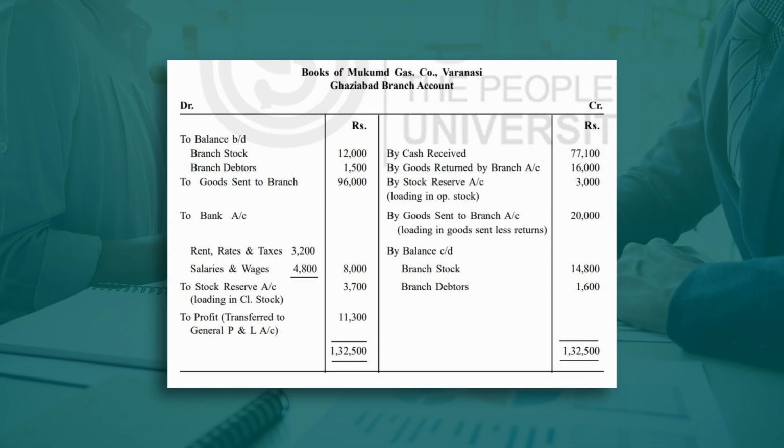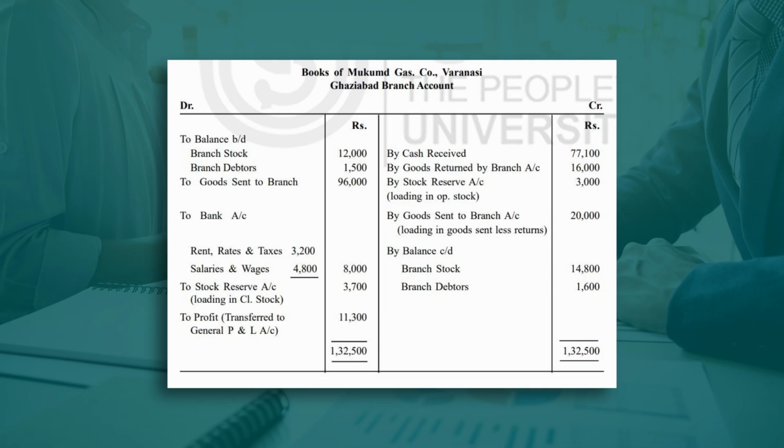So, here to bank account rent, rates and taxes 3,200, it is given. Rent, rates and taxes 3,200, it is given. Then salaries and wages 4,800, so total is 8,000. This 4,800 is also given, salary and wages. Then to stock reserve, it is 3,700. So, it is very simple.